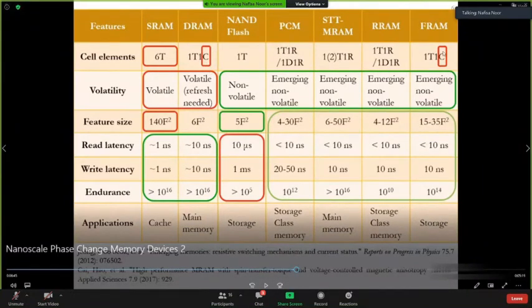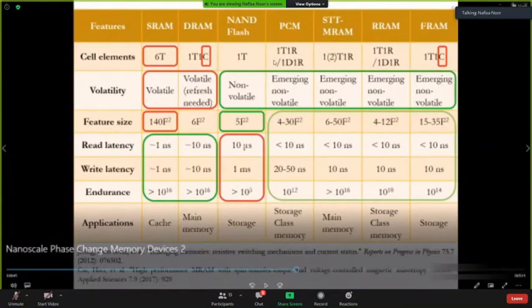And that is why you may see that this FRAM also has a capacitor, and its lower and upper bounds of the feature size is way too larger than the other counterparts that you see in this list. So we don't want to have a capacitor in the memory cell, and we don't want to have too many transistors in the memory cell.